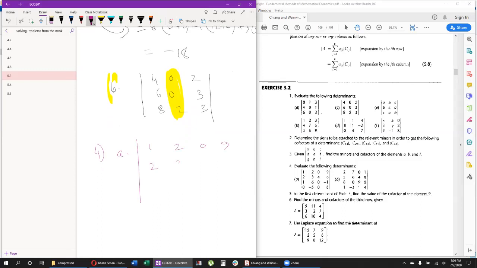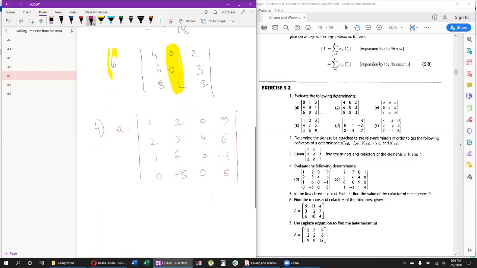So 2, 3, 4, 6, 1, 6, 0, minus 1, 0, minus 5, 0. Okay. So we can select any row, any column. So let's see which row or column will simplify our task.